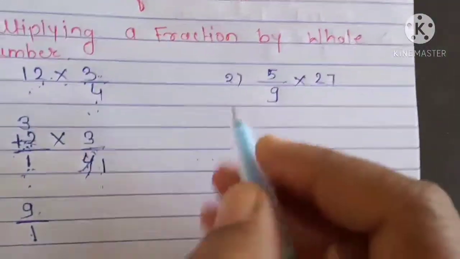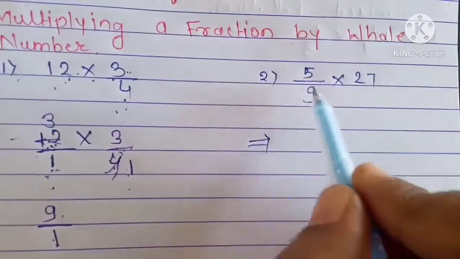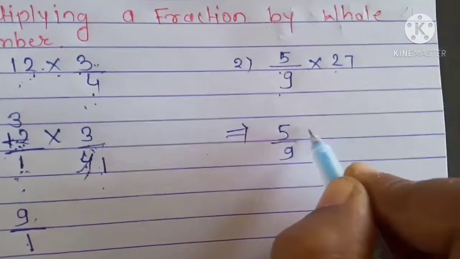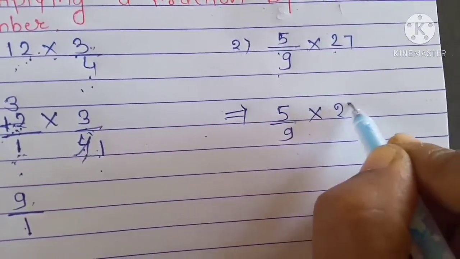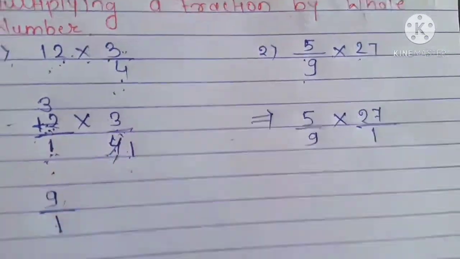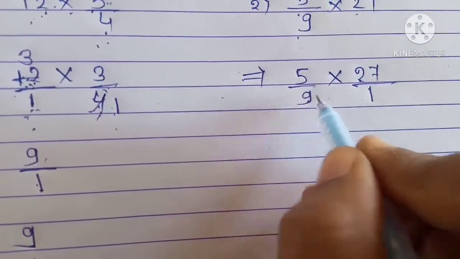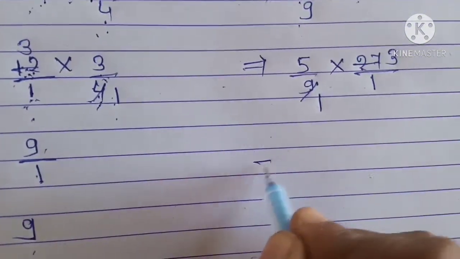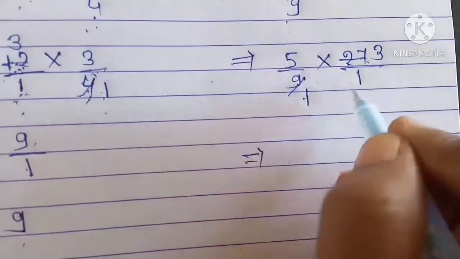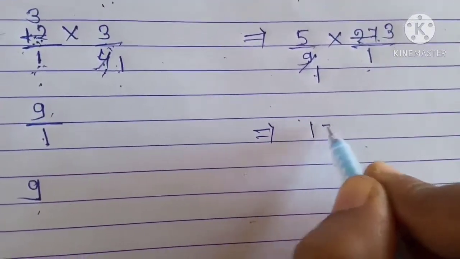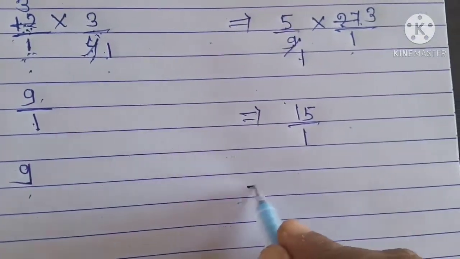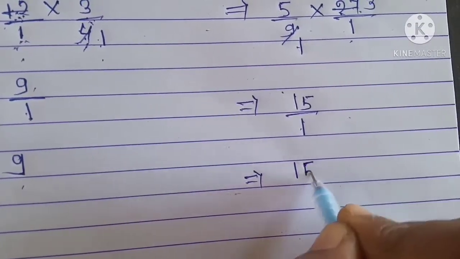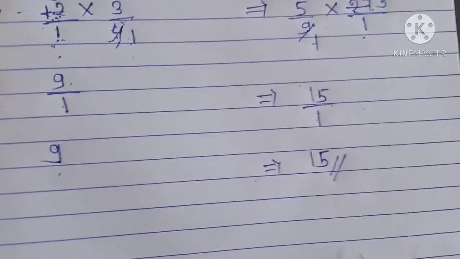Let us take one more example here. The second example is 5 by 9 into 27. The first step is to write down the first fraction as it is and convert the whole number into a fraction by putting 1 in the denominator. If this number is divisible by this number, just divide it. 9 ones are 9, 9 threes are 27. Then multiply the numerators, multiply the denominators. 5 threes are 15, 1 into 1 is 1. If 1 is in the denominator, then the number in the numerator is our answer. So the answer is 15.